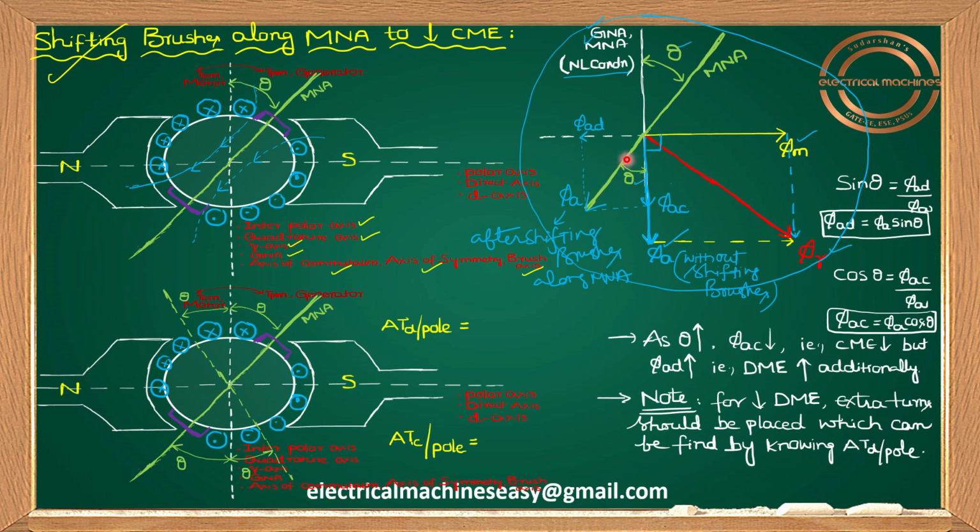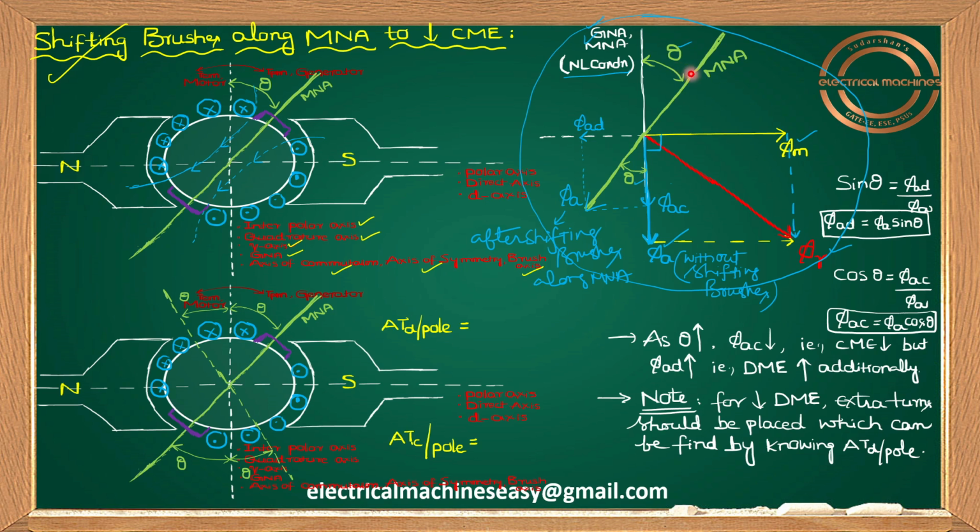Similarly, apply the cos theta formula. Cos theta equals adjacent side by hypotenuse. For this triangle, the adjacent side is pi AC, and the hypotenuse is pi A. From this, pi AC equals pi A cos theta. So guys, please try to understand: I got the pi AD formula as pi A sin theta, and the pi AC formula as pi A cos theta. Where theta means what? The shifting of MNA from GNA.